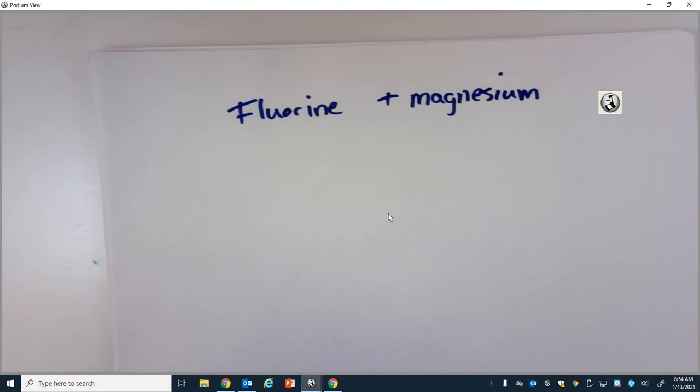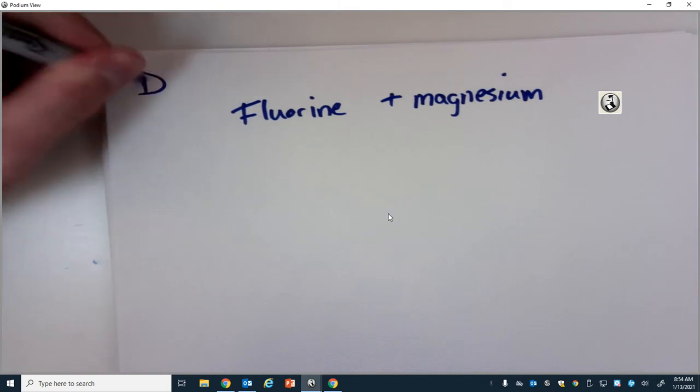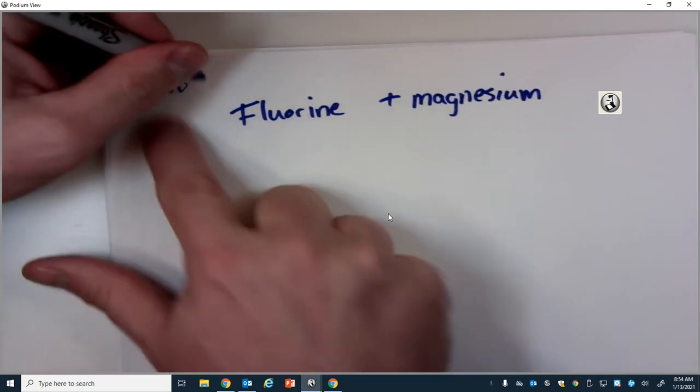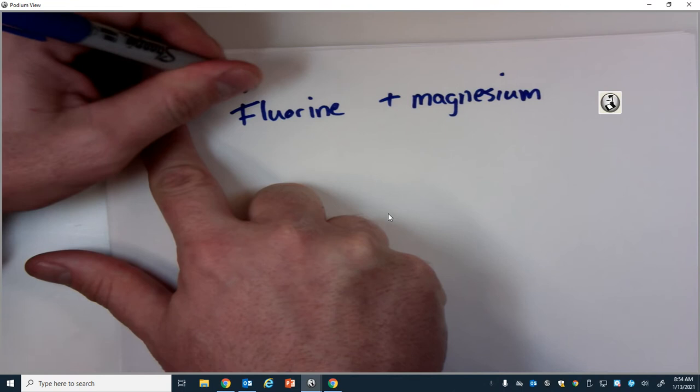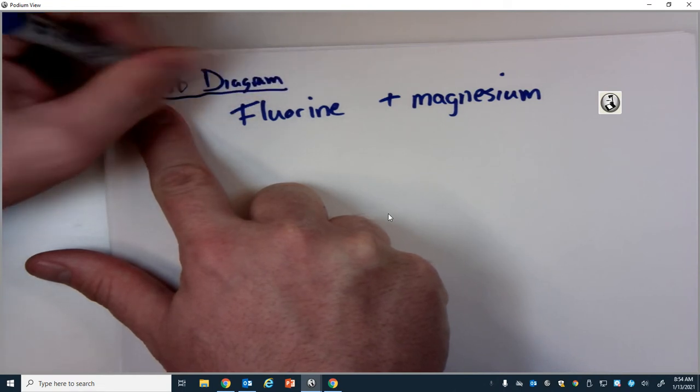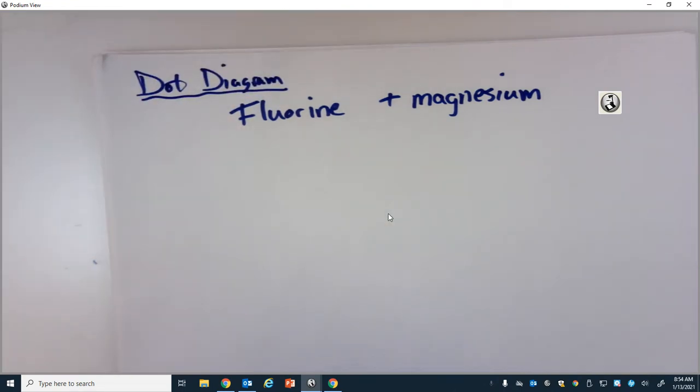We're going to do a compound between fluorine and magnesium. What I want us to draw is the dot diagram, or the Lewis structure. Those names are used interchangeably. So the dot diagram, or Lewis structure, of the compound between fluorine and magnesium.